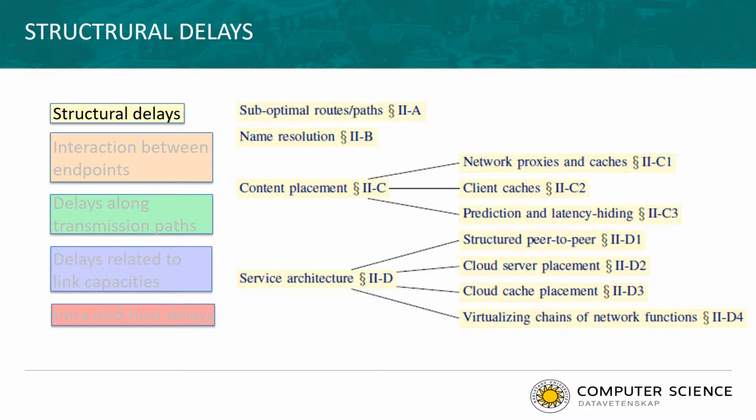The service architecture is a similar issue related to where you place your servers in the network. And also today, when we have a lot of virtualization, and our network functions are being virtualized, where we place these virtualized network functions matters. If we co-locate them, the functions that communicate with each other, we can reduce delays. We also see the trend in 5G networks with edge computing, where we now put a lot of the application logic at the edge close to the clients to reduce delay. So all these are examples of structural delays.